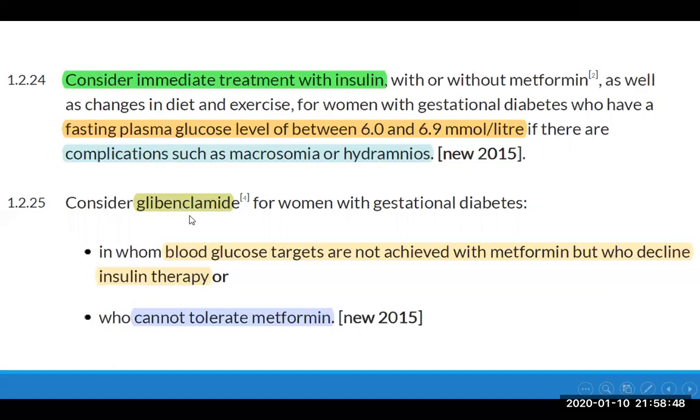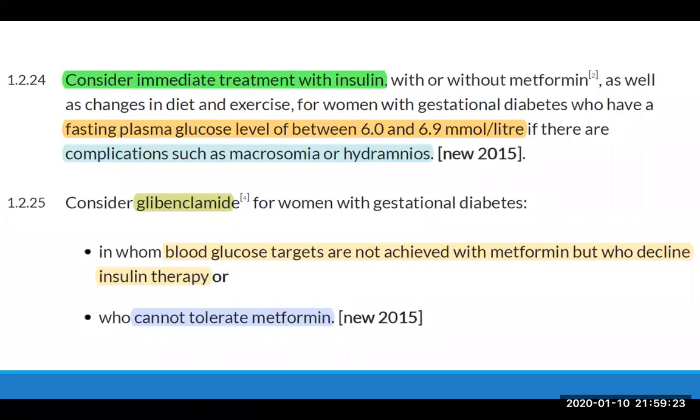Glibenclamide is only allowed for management of gestational diabetes if blood glucose targets are not achieved with metformin, but the patient refused the insulin. This is the only indication for glibenclamide. Another indication, if the metformin is not tolerated. So glibenclamide is not routinely given in a case of GDM except if the female refuses the insulin therapy or the metformin is not indicated.